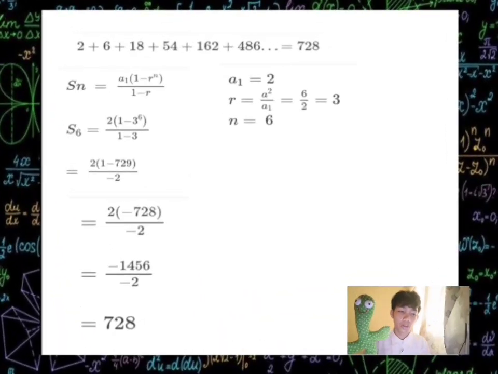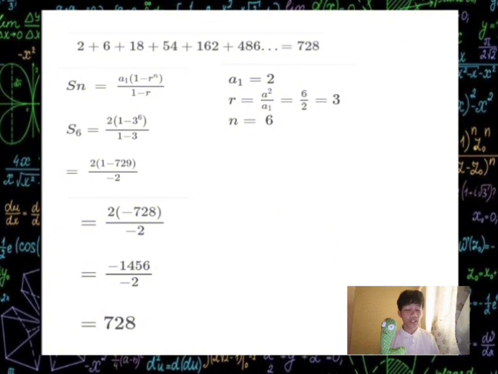Now let's proceed to our second problem. So this is 2 plus 6 plus 18 plus 54 plus 162 plus 486. As we did earlier, we can just add the terms and that equals 728. Now let's compare it by using the formula.